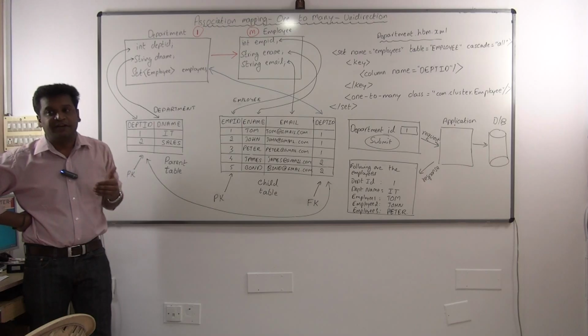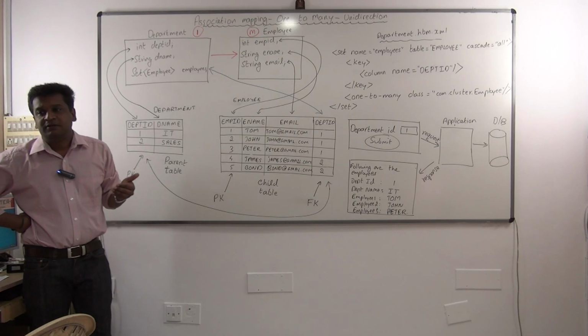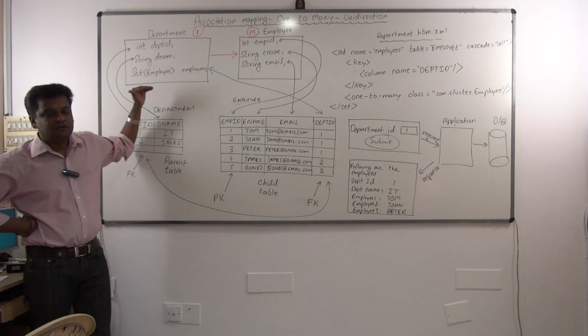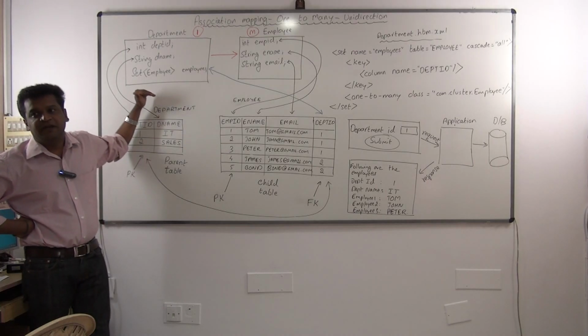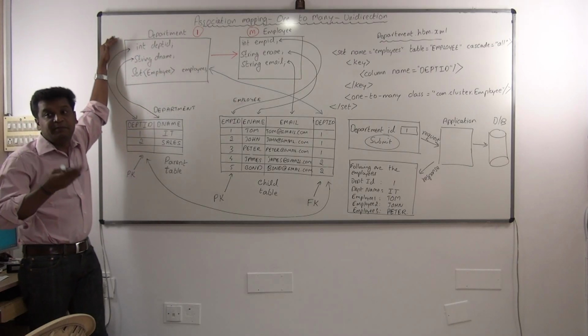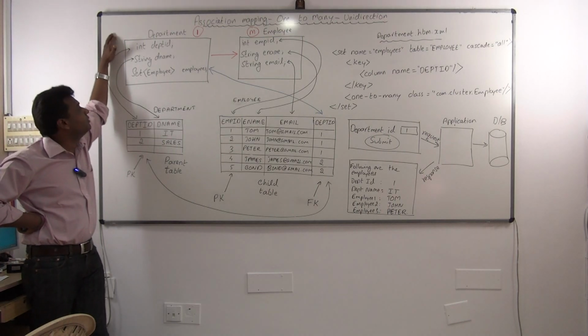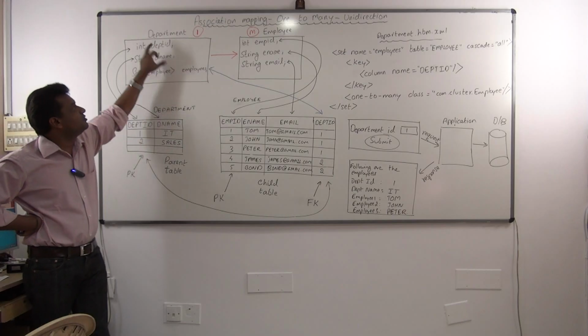So just first get the statement. Department has employees. Yes or no? So department has employees means what? Obviously the set will be an instance variable in department now. Yeah, department has many employees. So you're going to have the set as an instance variable in department. Fine. Set employees will have it now.